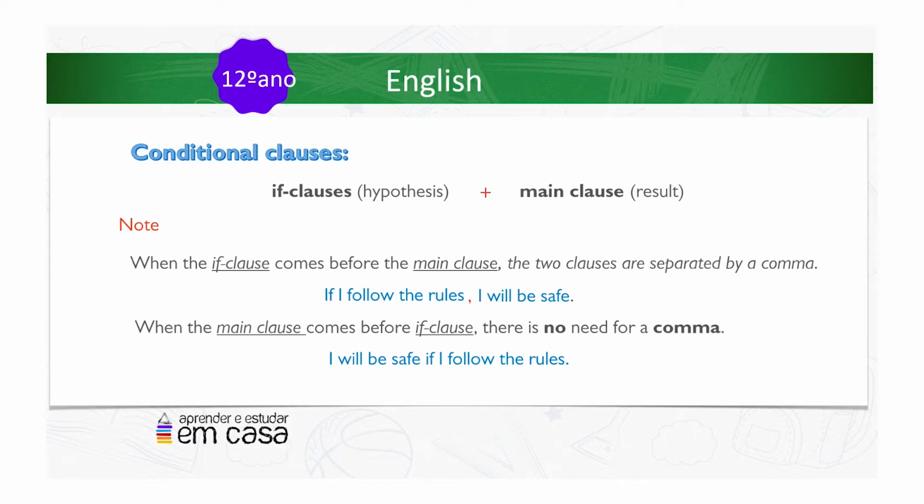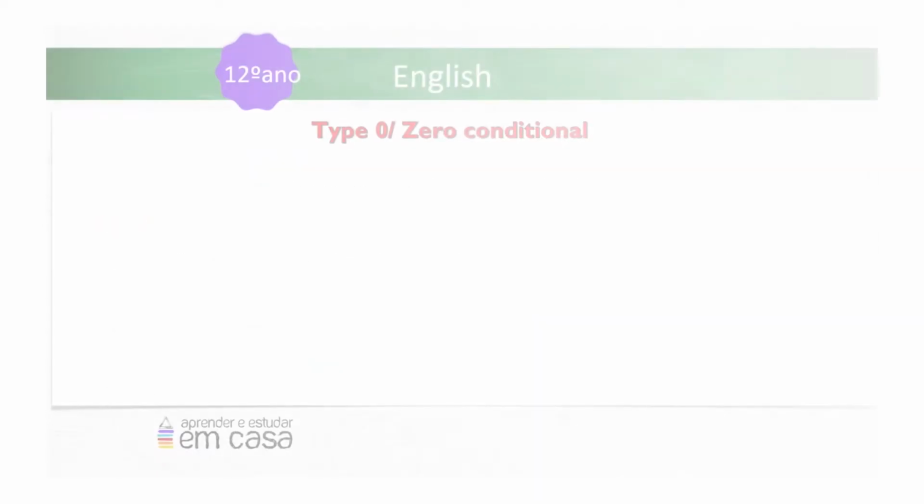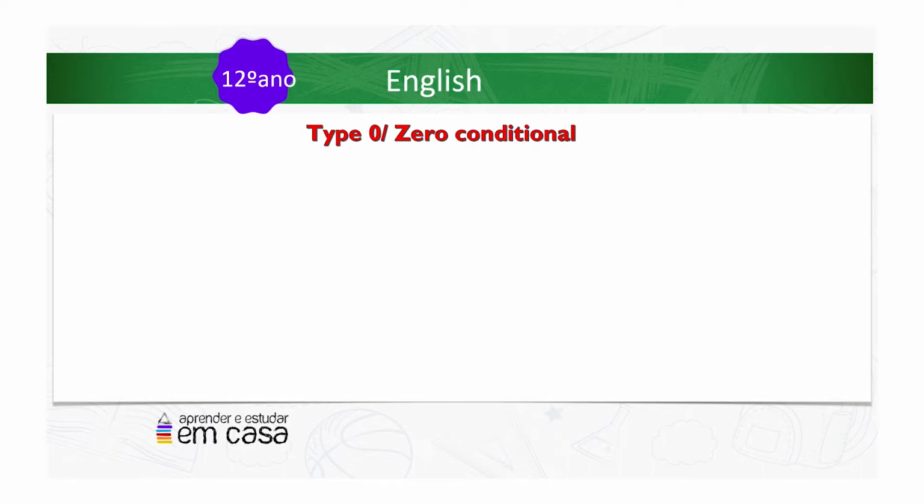So let's see now the zero conditional. What does zero conditional express? Zero conditional is very straightforward, because with zero conditional there is no way you have the condition and you don't have the results. So what do we use it for? We use zero conditional for general truth or even scientific facts.